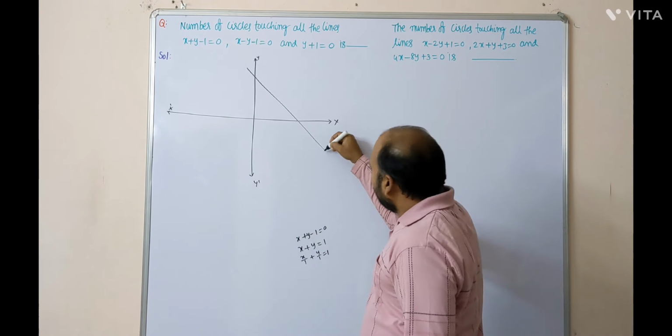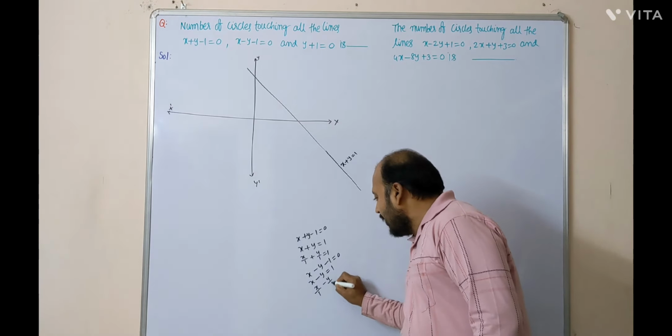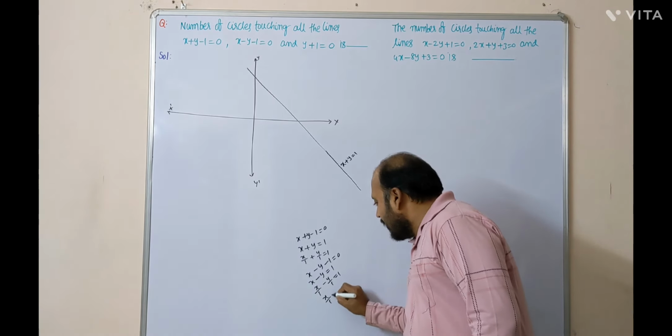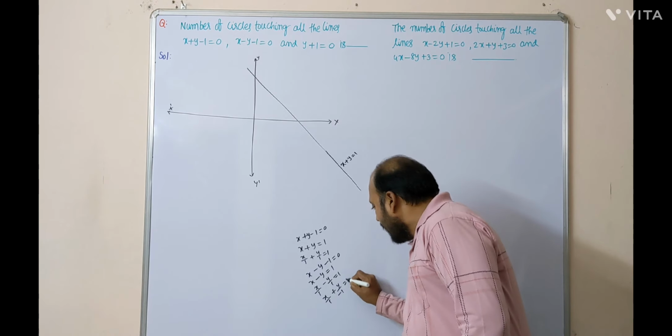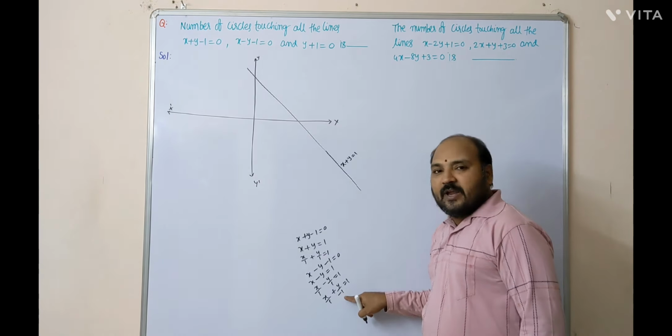Now come to the second line: x minus y minus 1 equal to 0. x minus y equal to 1, dividing by 1, x by 1 plus y by minus 1 equal to 1. The x intercept is positive and the y intercept is negative, so it is the fourth quadrant. So the line will be like this. This is x minus y minus 1 equal to 0.